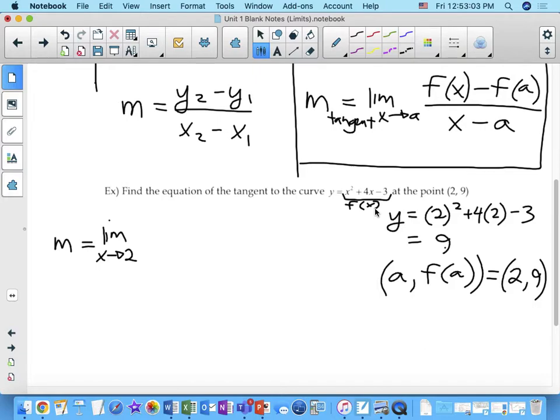Okay. Maybe I'll actually just write the whole thing out first. Be f of x minus f of 2 over x minus 2. Let's write that out first, and then we'll do substitutions.